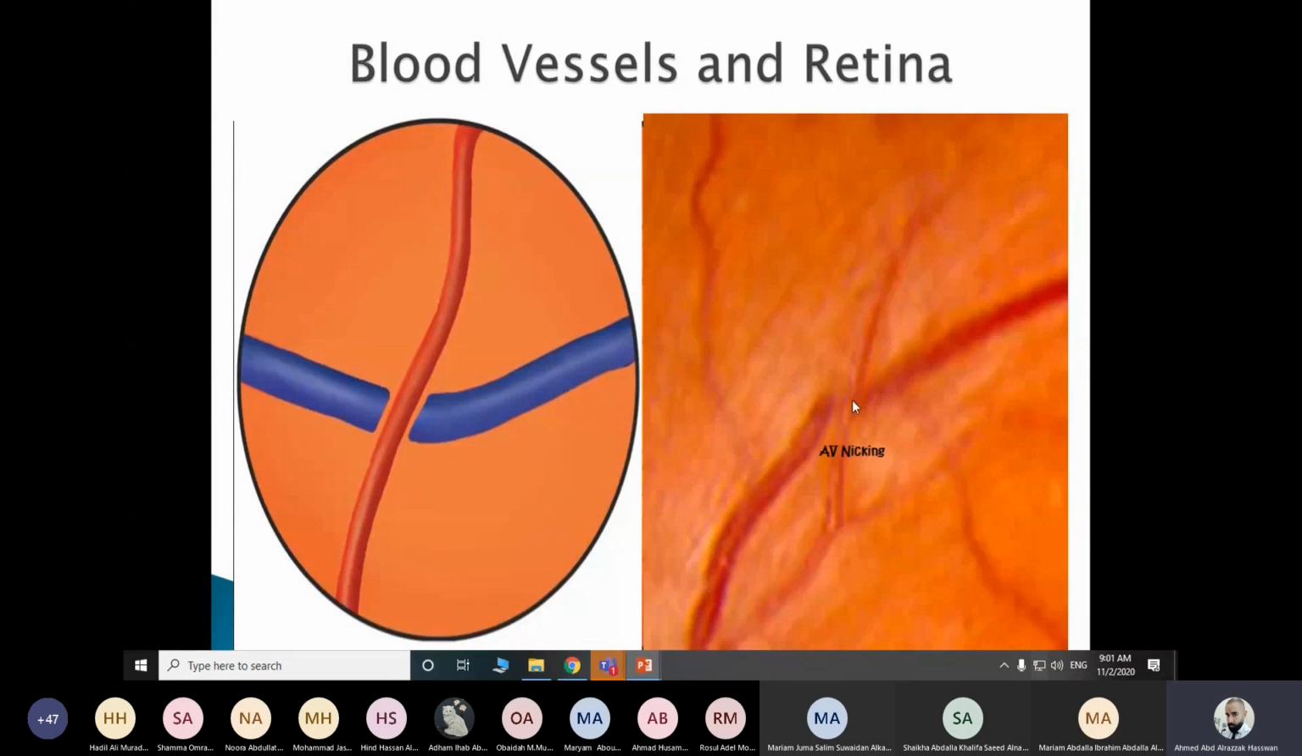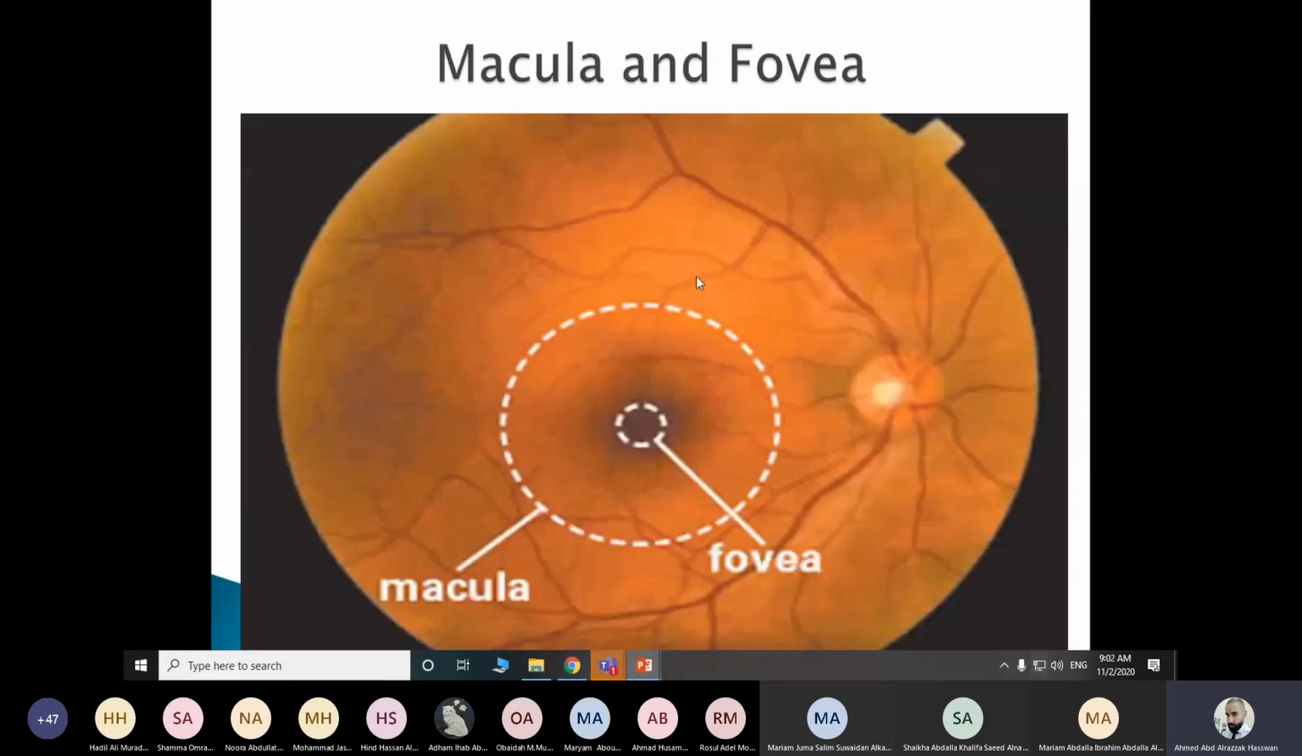So can you see this is the artery, okay? And this is the vein. And the artery actually is obstructing completely the vein because of the high blood pressure. And this, of course, will lead to venous engorgement and maybe later rupture of the veins, leading to bleeding in the eye or in the retina, okay? So AV nicking is a sign of hypertensive retinopathy, okay? This is as for the blood vessels.